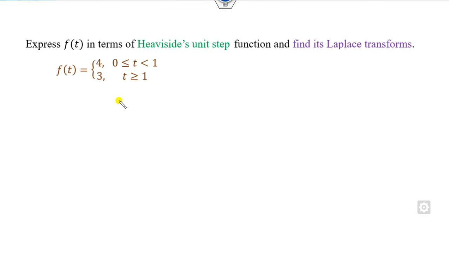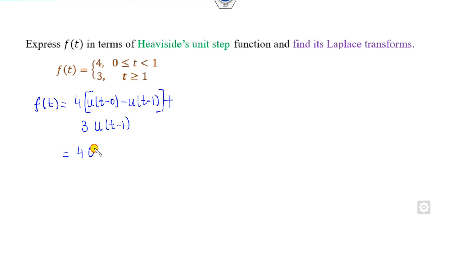Look at this another one. Firstly, you can express this function in the unit step function. It's 4 u of t minus 0 minus u of t minus 1 plus 3 times u of t minus 1. So if I open this bracket, it's 4 u of t minus 4 plus 1, it's u of t minus 1.